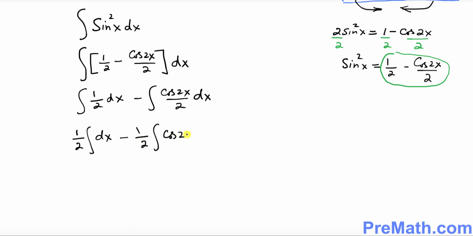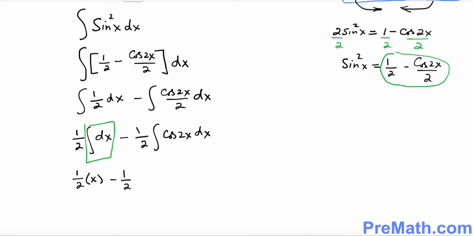cosine of 2x dx. Now look over here. This part is simply x. So I can write 1 over 2 outside, and the integral of dx is simply x, minus 1 over 2.